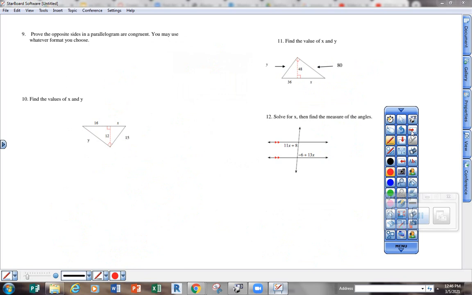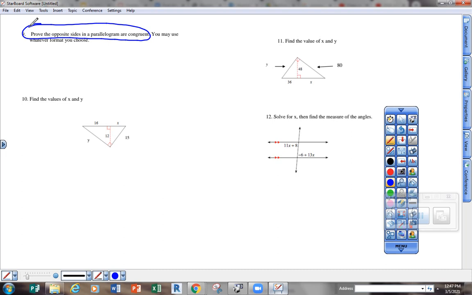All right, for number 9, for these proofs, if I was you, I would Google these exact words, because you will see there's so many resources on Google when you type in those exact words. All right, let's try this next one.